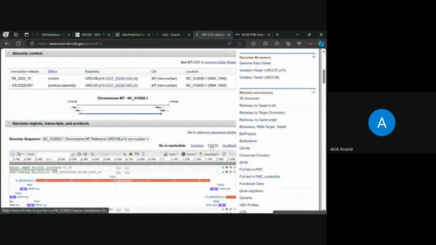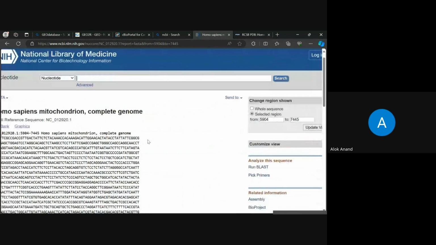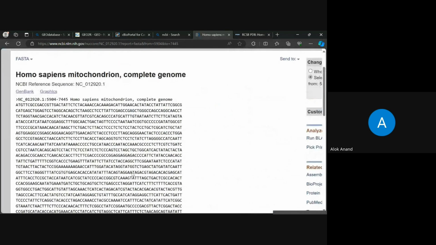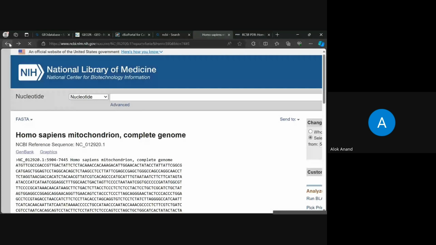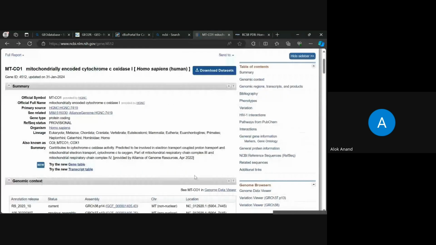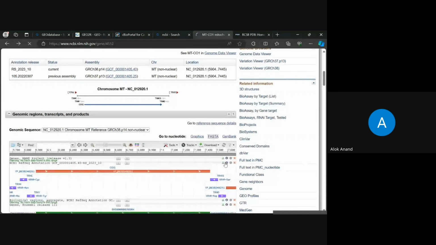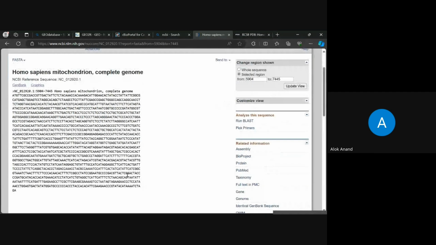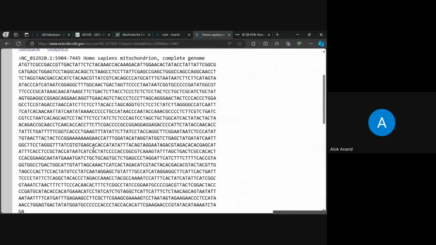Now, if I click on the FASTA file, we reach this platform, and we are now able to see the FASTA file of this particular gene. See, Homo sapiens mitochondrial complete genome. Expand Homo sapiens mitochondrial complete genome. MTCO1, mitochondrial CO1 gene, mitochondrially encoded cytochrome c oxidase 1. Great. Because this is a mitochondrial gene, it is only this much of a gene. So you can take this data and analyze it as well.